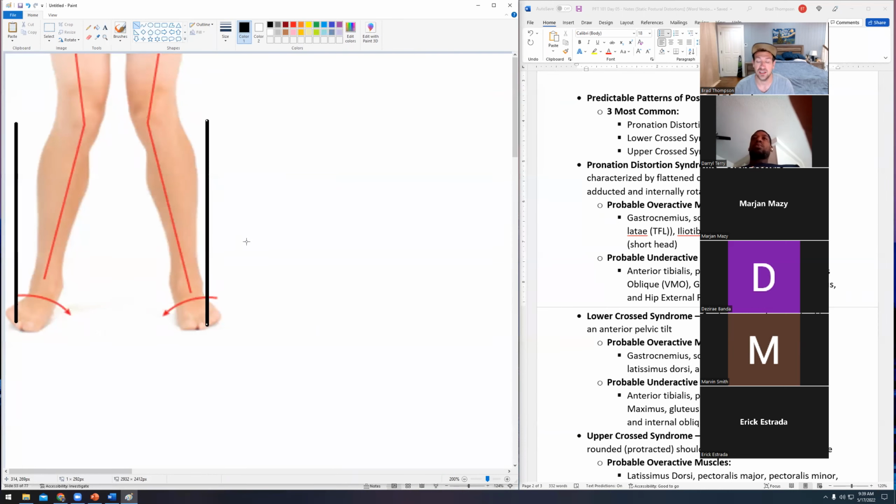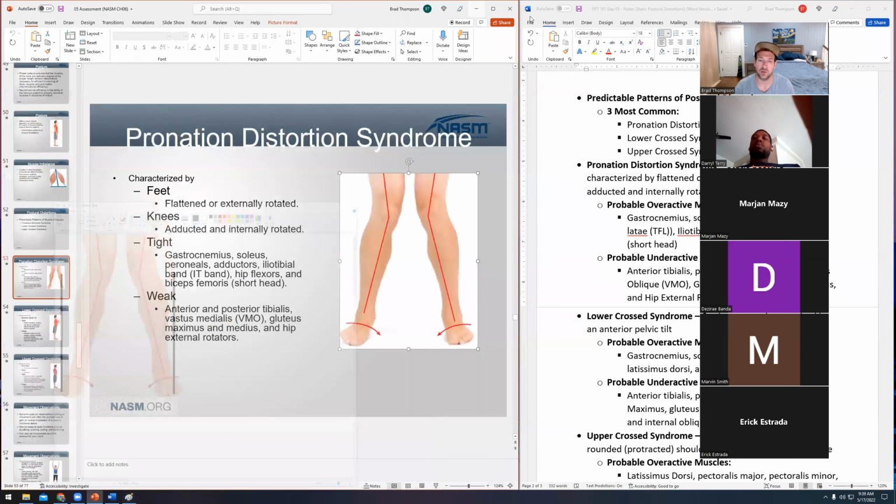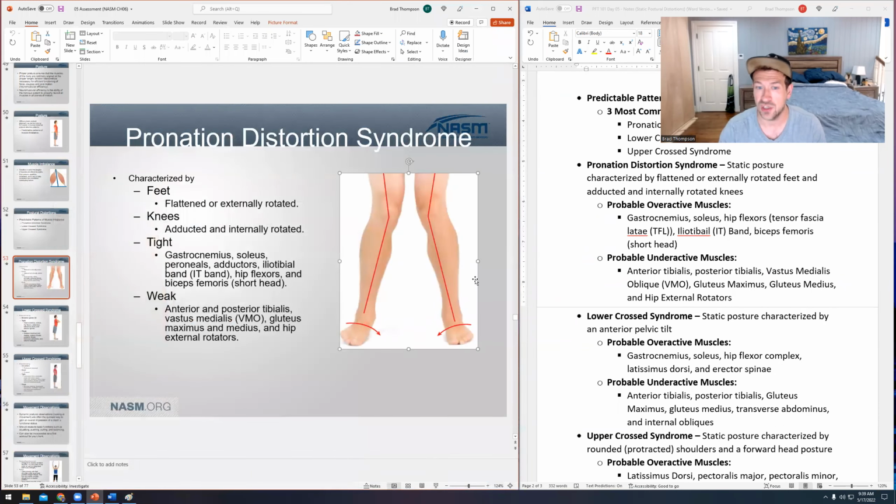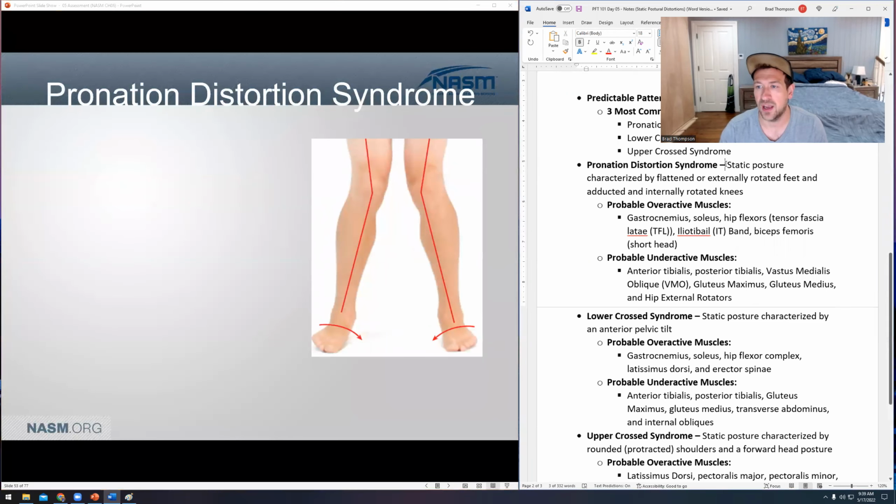If you can't even stand with toes pointed forward, that is what we're going to refer to as pronation distortion syndrome. Now, why is it called pronation distortion syndrome, or why is it called pes planus syndrome? Well, here's our textbook definition. It is a static posture that is characterized by flattened or externally rotated feet and adducted and internally rotated knees.